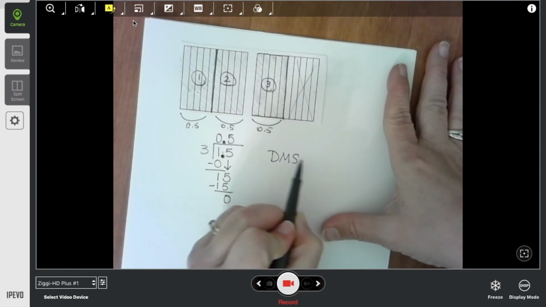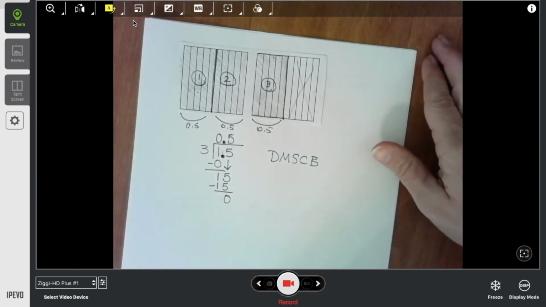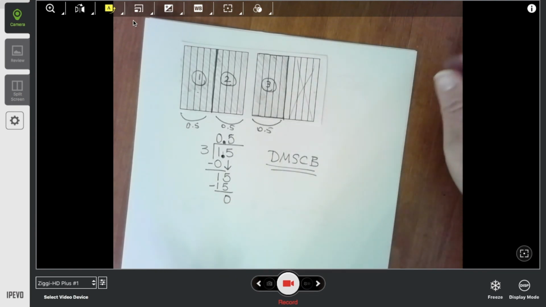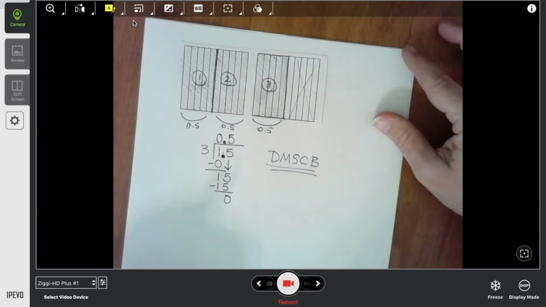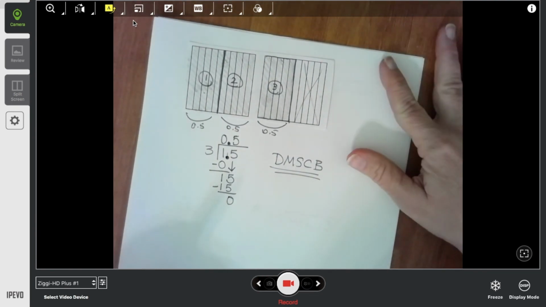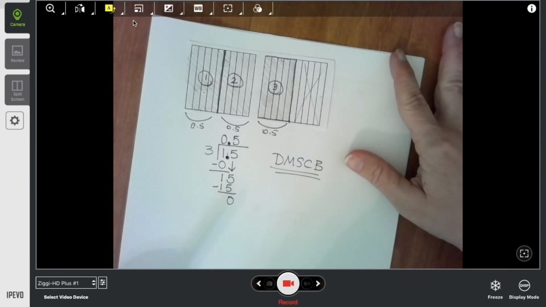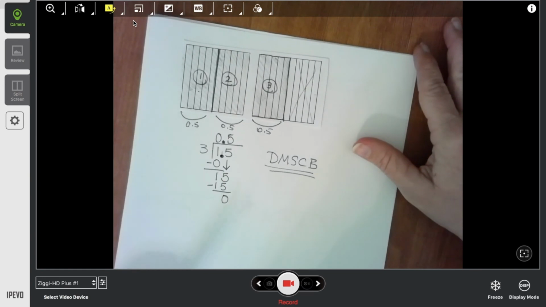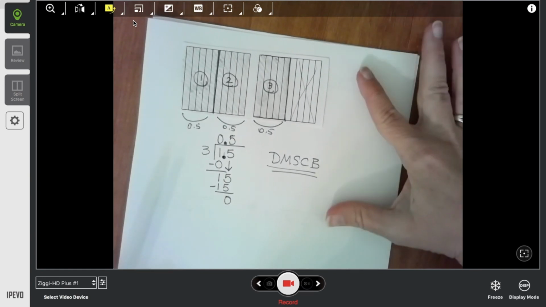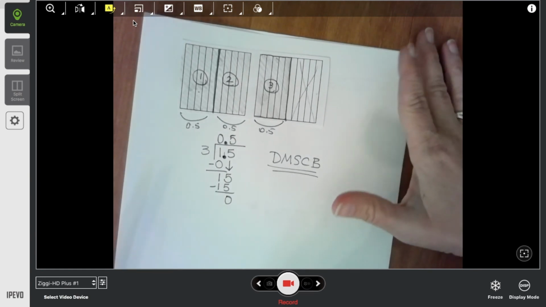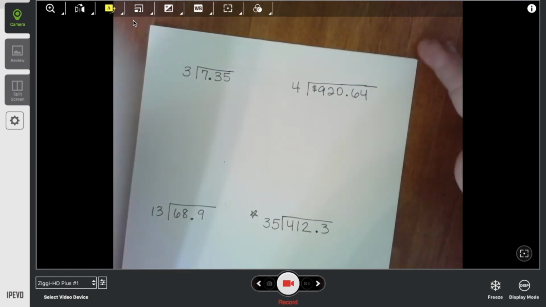Dad, mother, sister, cousin, brother. If you remember, that was the trick that I gave you to make sure you remember all the steps. Unfortunately, the partial algorithms is not going to work, or the partial quotients, I'm sorry. And the big 7 that some of you use, we're going to have to all transition to the algorithm. Okay? All right, let's look at some other examples.